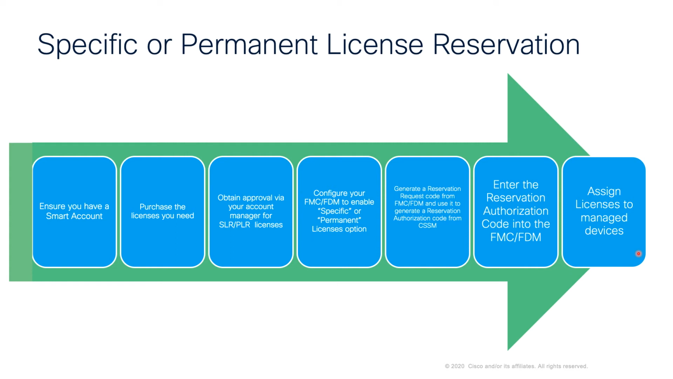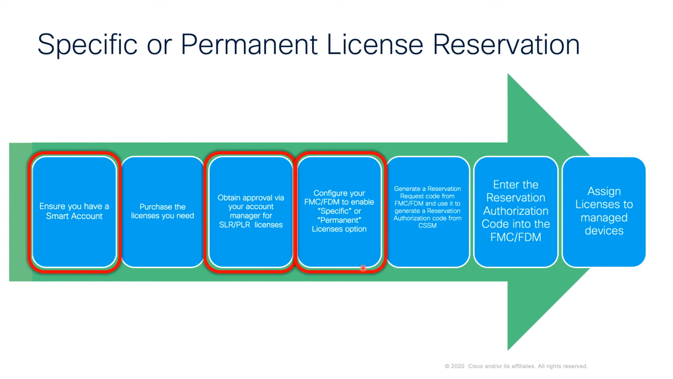Again, the process for defining the specific or permanent license reservation is relatively simple compared to licensing your devices using the direct method. However, there are a few extra steps involved. First off, you do need to ensure that you have a smart account, and you do need to obtain approval from your Cisco representative to enable the specific or permanent license reservation options.